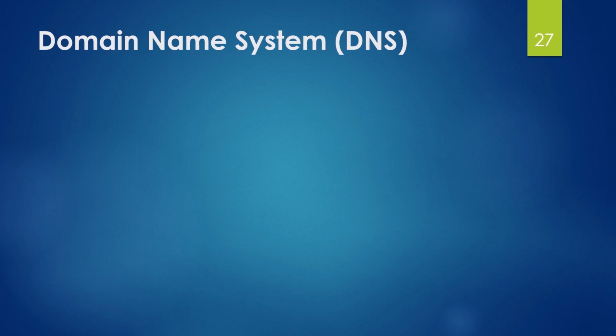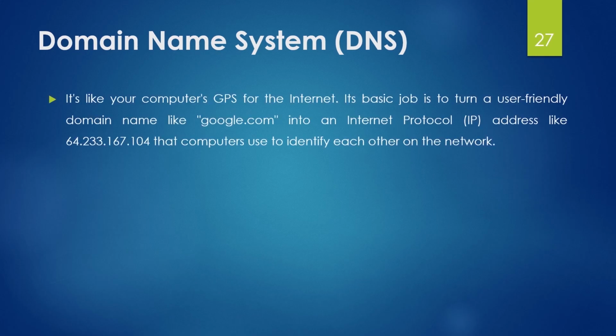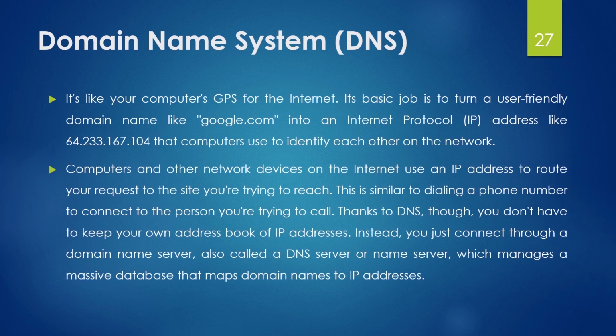Domain Name System, DNS. It's like your computer's GPS for the Internet. Its basic job is to turn a user-friendly domain name like google.com into an Internet Protocol address, that is IP address, like 64.233.167.104, that computers use to identify each other on the network. Computers and other network devices on the Internet use an IP address to route your request to the site you're trying to reach. This is similar to dialing a phone number to connect to the person you're trying to call.